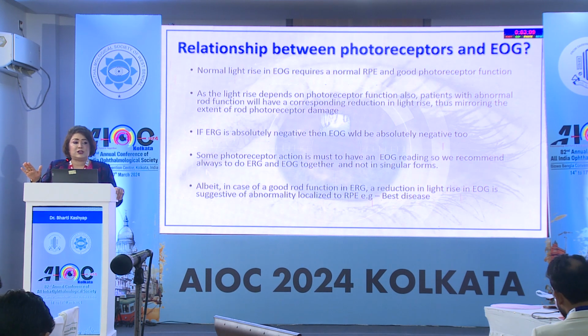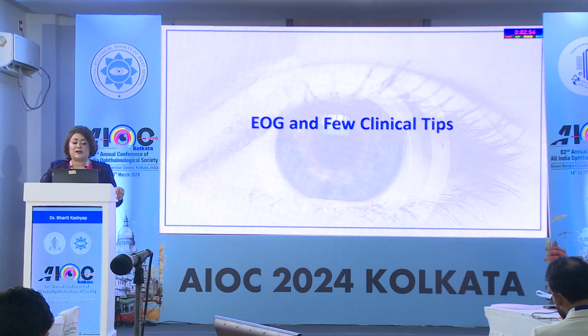Some photoreceptor action is a must to have an EOG reading, so we recommend always to do ERG and EOG together and never in singular form. But in case of good rod function in ERG, a reduction in the light rise in EOG is suggestive of abnormality located in the RPE, that is Best disease.